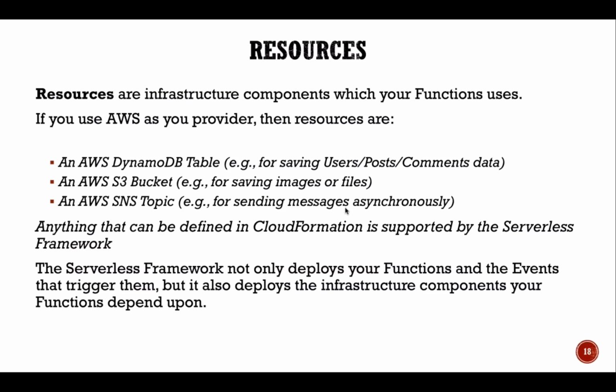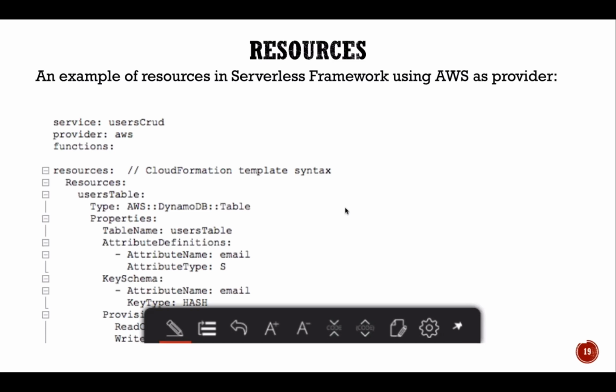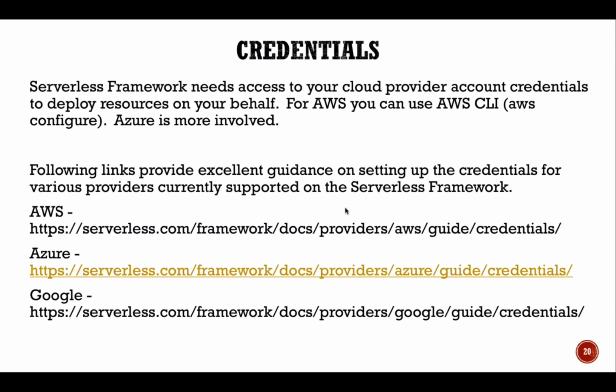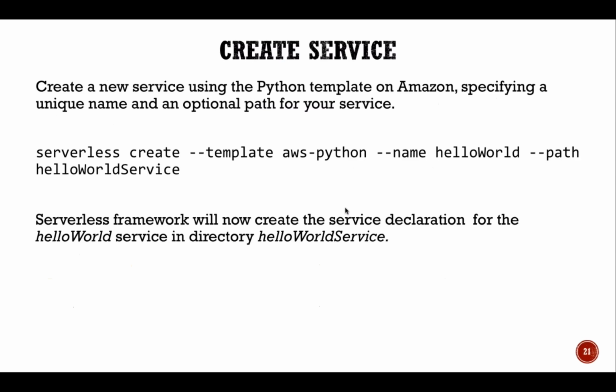And then there are resources. Resources are infrastructure components which your function uses. This could be a DynamoDB table for storing your state. It could be an S3 bucket or SNS topic. Obviously, for the serverless framework to work across providers, it needs to know your credentials. There's a way to configure it, and I'm not going to get into that right now. There are links here which will provide you the details if you want to do it yourself.